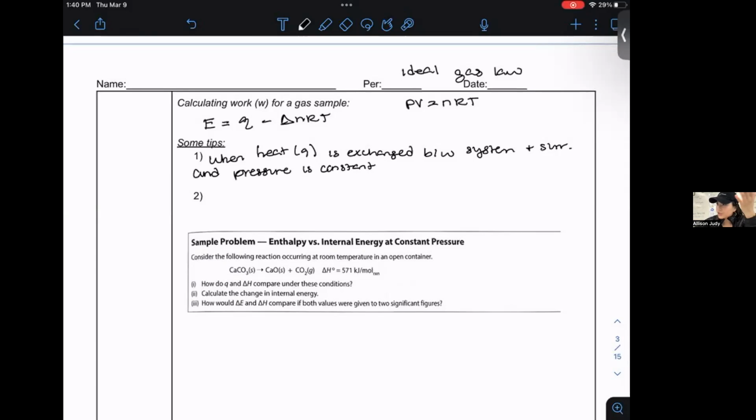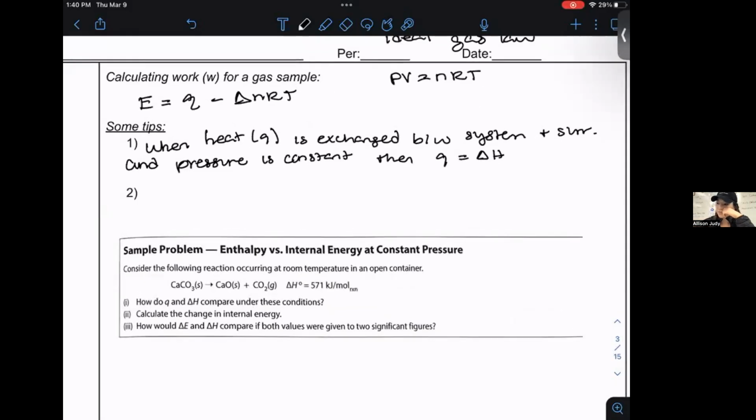So whatever that pressure condition is, as long as it stays constant, then Q equals enthalpy. And that's what most of your problems are assuming, that pressure is constant. Then Q equals ΔH for enthalpy.